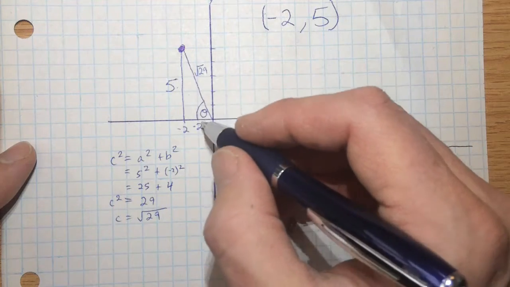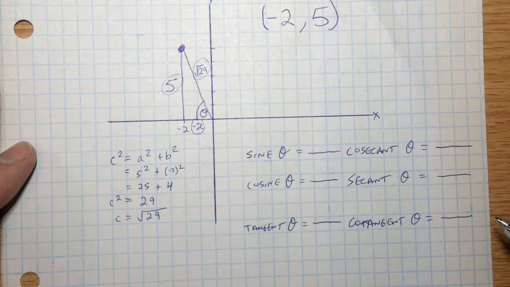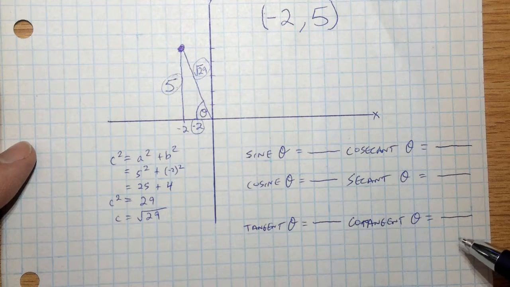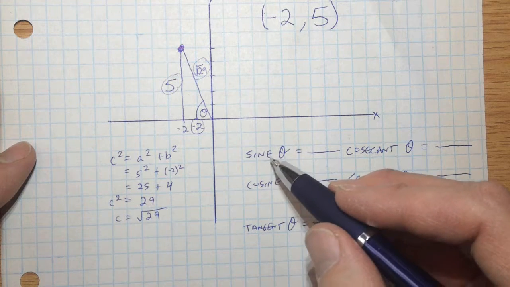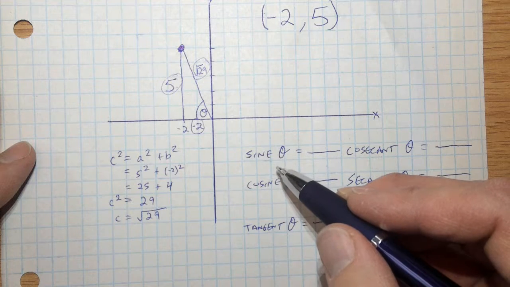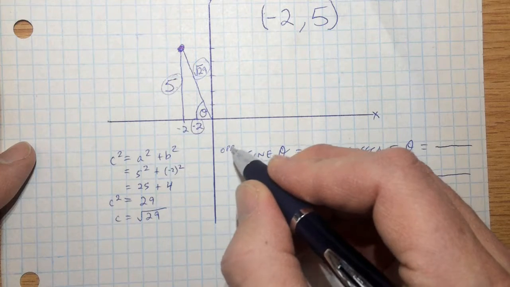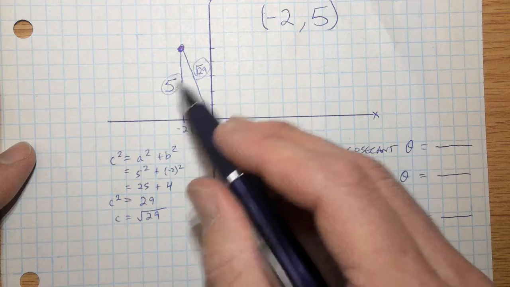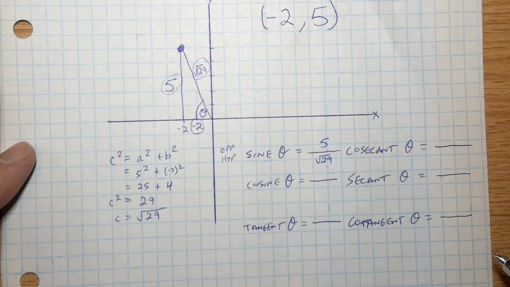Now we have our opposite, adjacent, and hypotenuse. So let's go ahead and put them into the fractions. Now from the first part of the class, you wrote down what the sine ratio is equal to. We know that sine is equal to opposite over hypotenuse. I'm just going to write that really quick over here. Opposite over hypotenuse. So opposite of theta is 5. The hypotenuse is the square root of 29. So we have 5 over square root of 29. And that's all we have to do for sine.